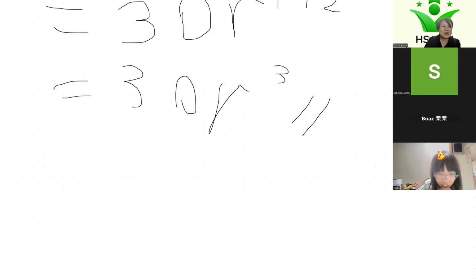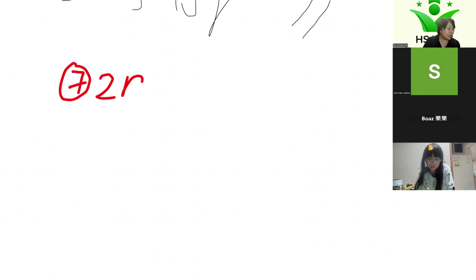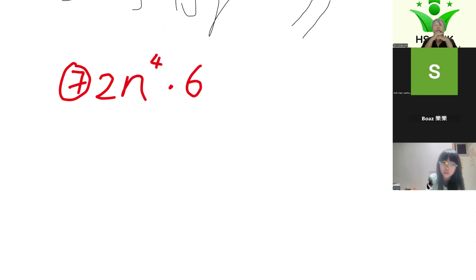Okay. All right. Prepare your turn. So question number 7. 2 to the fourth power. In the middle, a bigger dot, times 6n to the fourth power. Eliza, it's your turn.